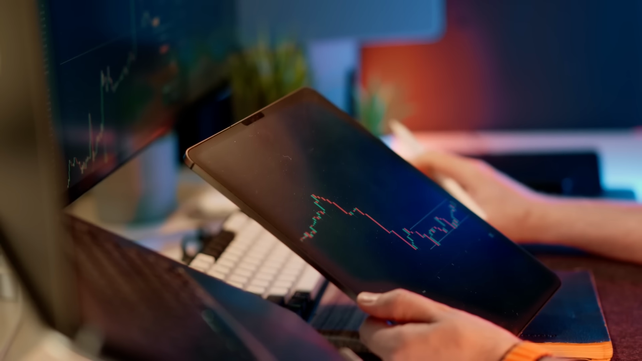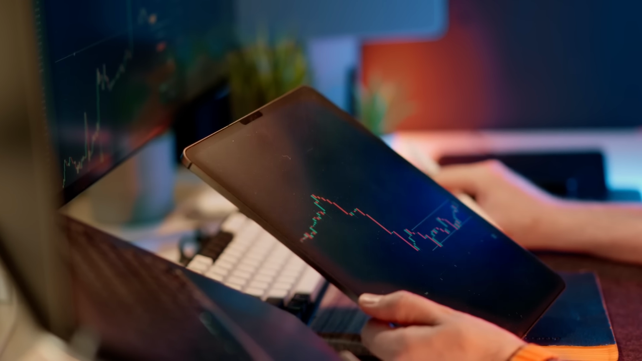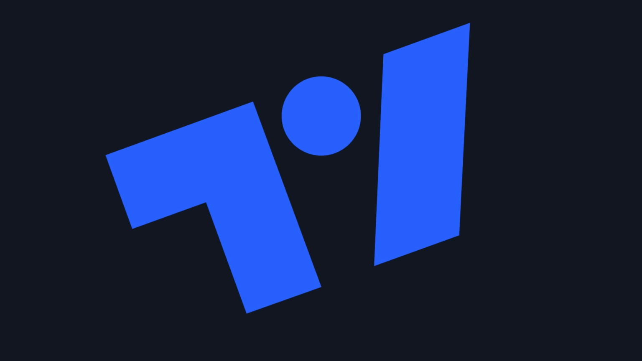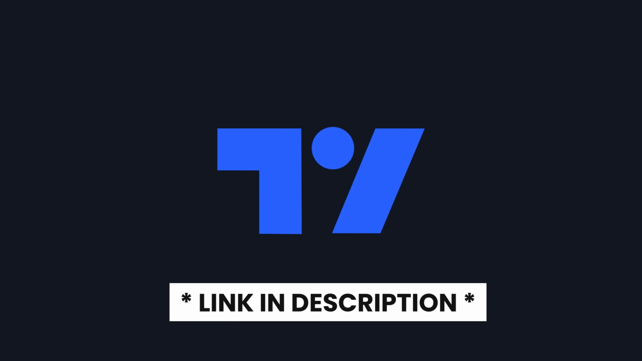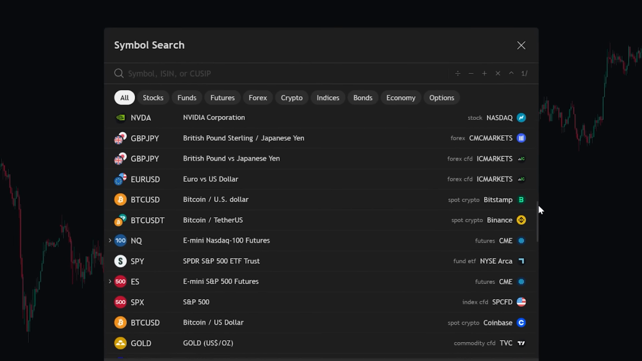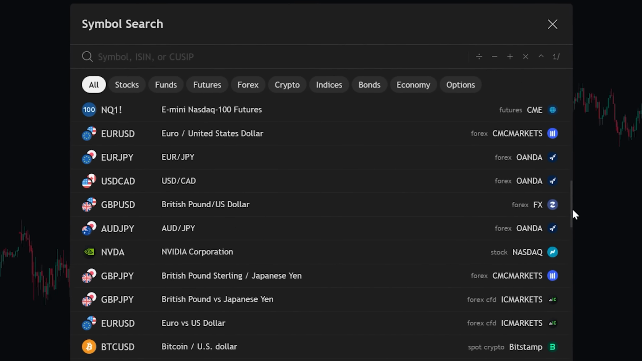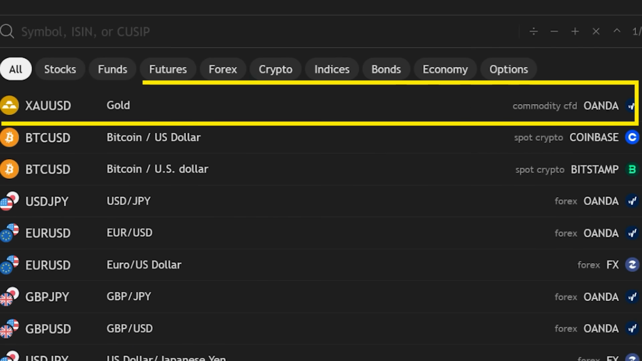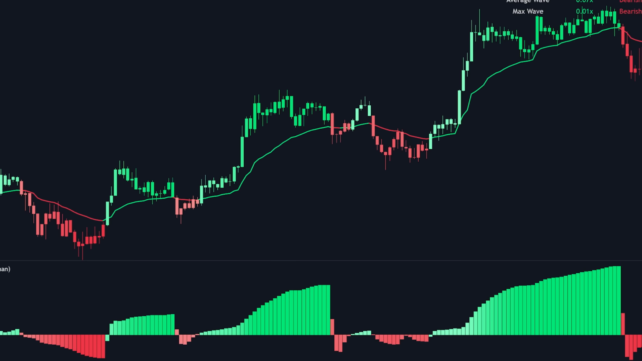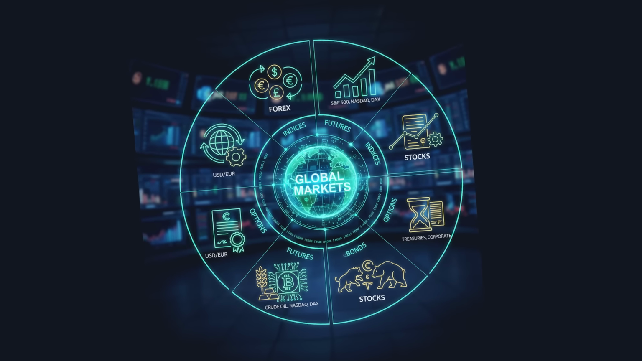Let me walk you through exactly how this works and how you can use it to transform your trading results. First things first, head over to TradingView. If you need to sign up, there's a link in the description. Once you're in, load up any trading security you want to analyze. I'm working with this time frame and this pair, but here's what makes this indicator so powerful. It's designed to work on any market and any time frame.